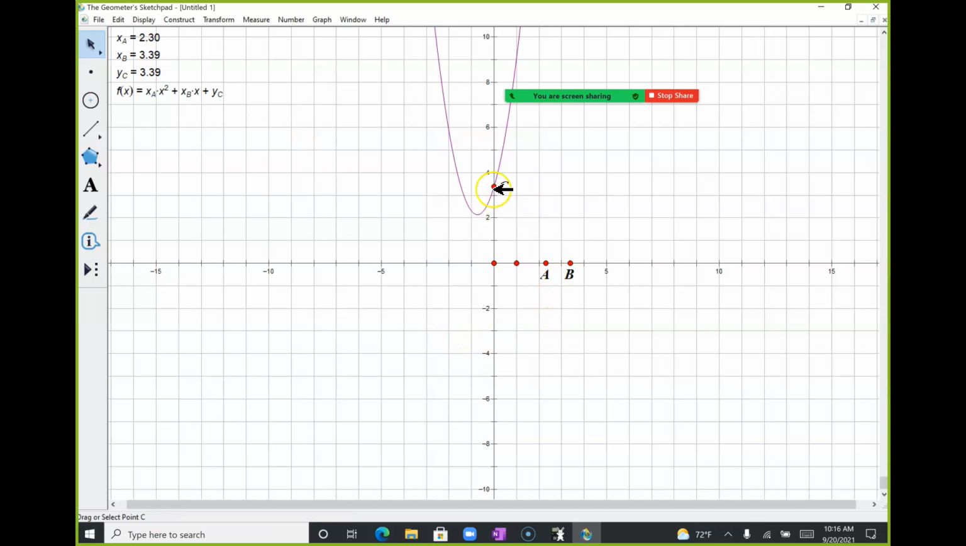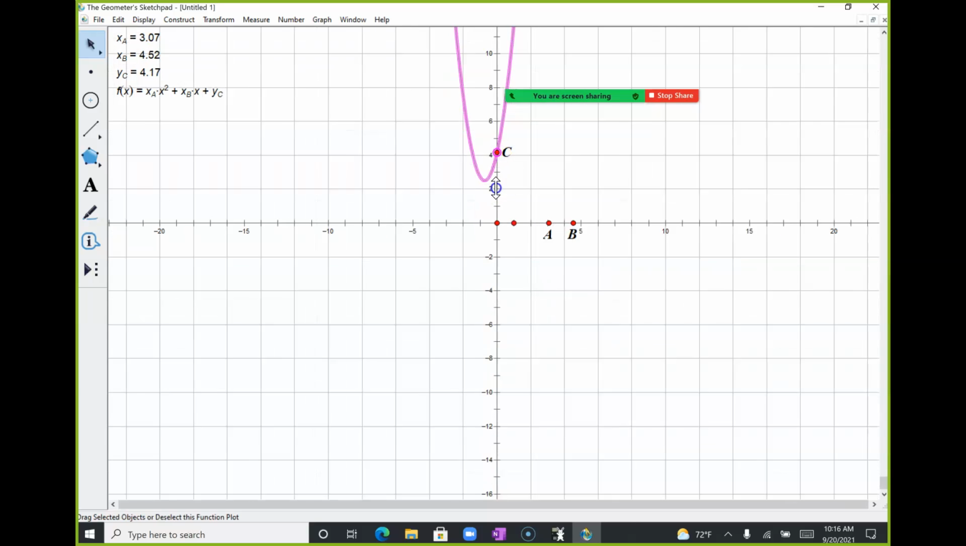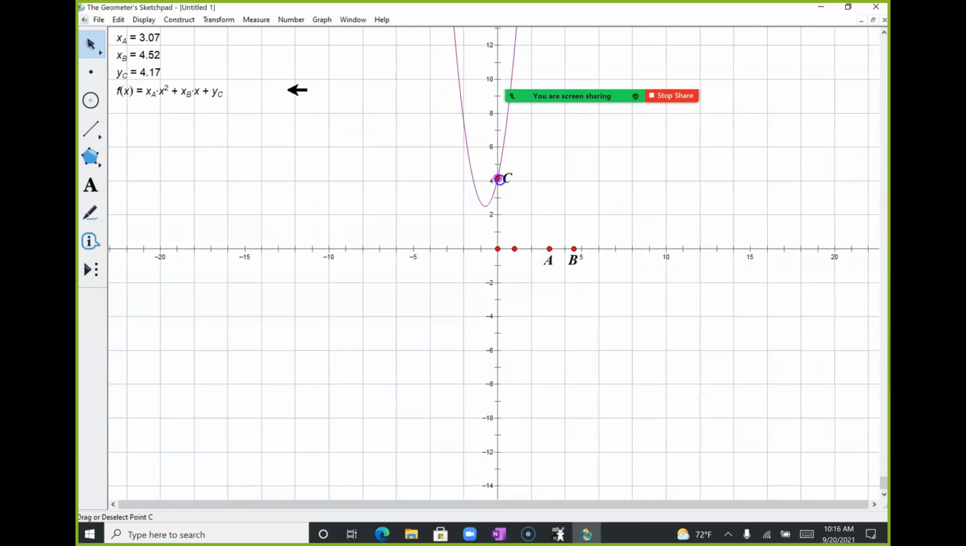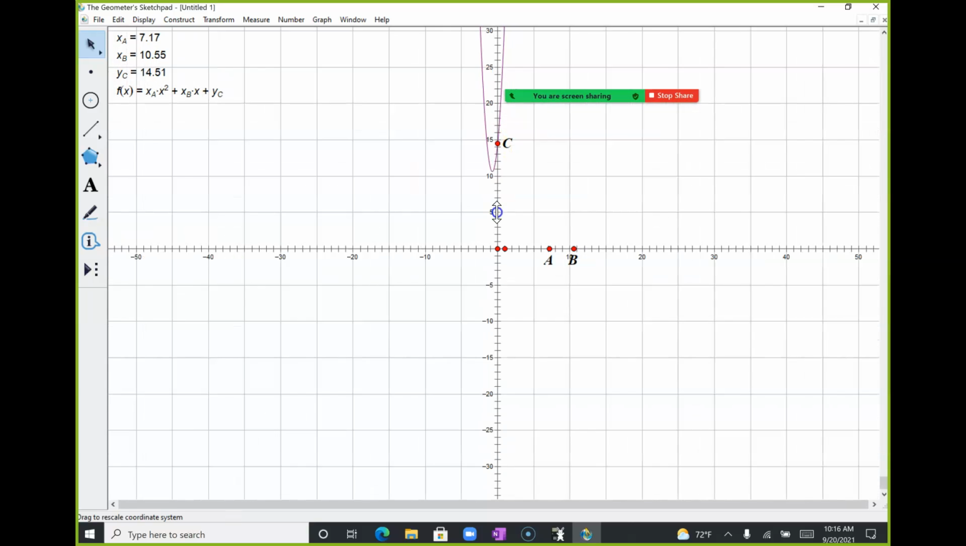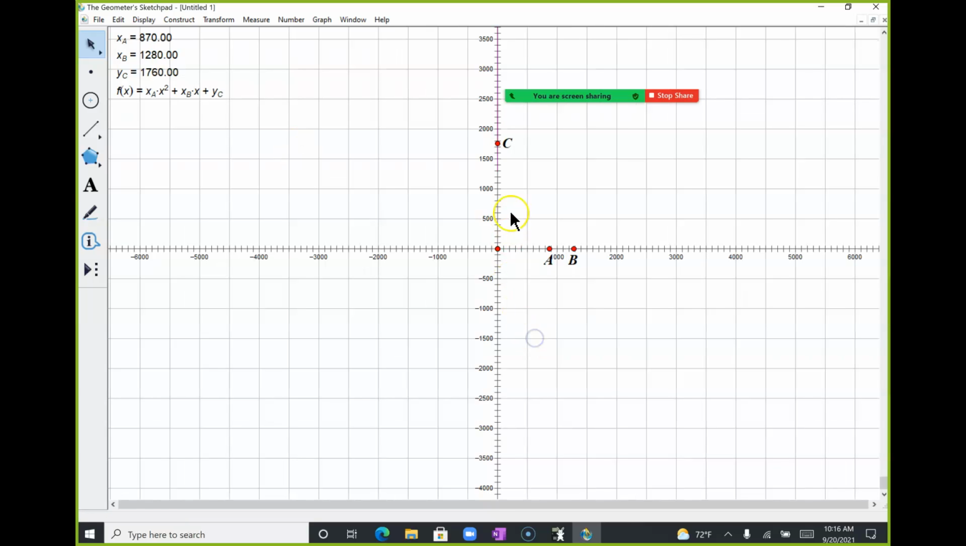So I can see that if I move the value of c, it just takes my whole graph and moves it up or down. If I move c up, because it's a y value, the graph goes up. If I move c to negative, the graph goes down, right?